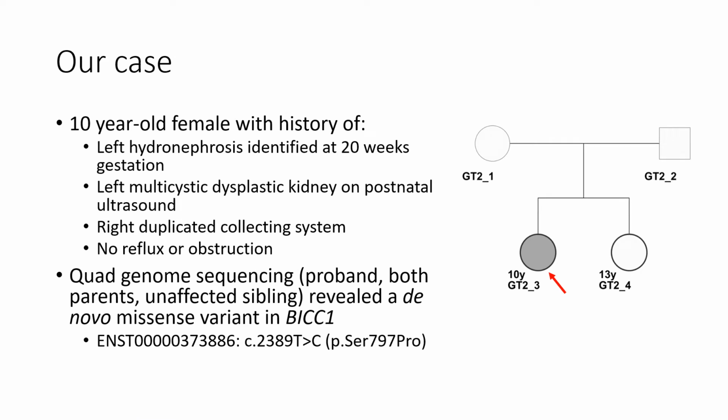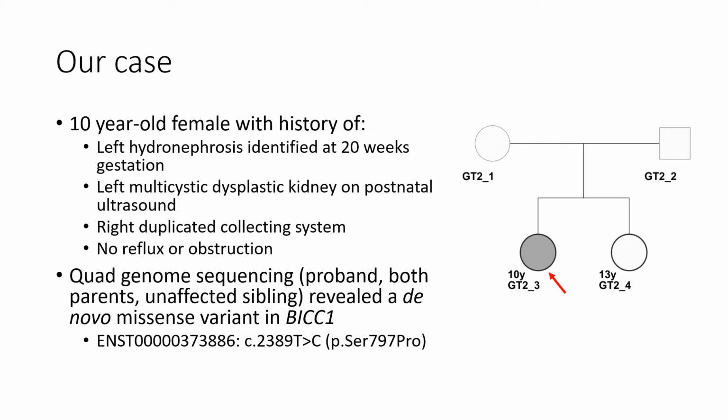First, let's briefly review our case example. As a reminder, this is one of the cases you worked through yesterday with the Seeker team. Our proband is a 10-year-old female with a history of left hydronephrosis identified on prenatal ultrasound at 20 weeks gestation. Subsequent postnatal ultrasound revealed a left multicystic dysplastic kidney and a right duplicated collecting system. There was no evidence of reflux or obstruction.